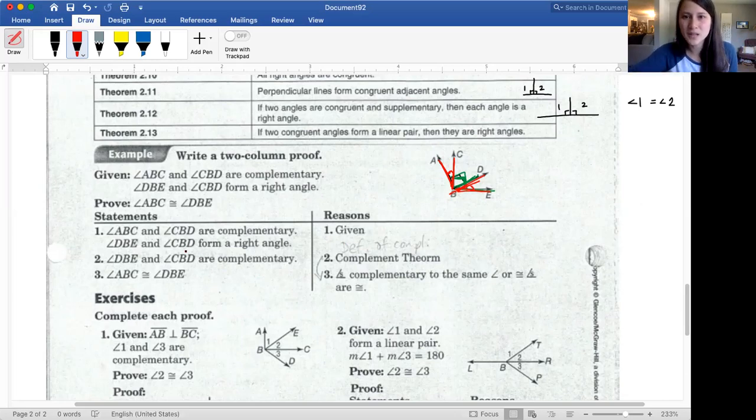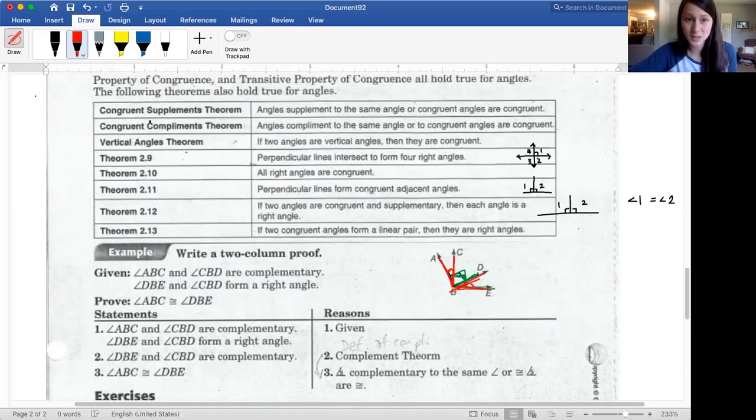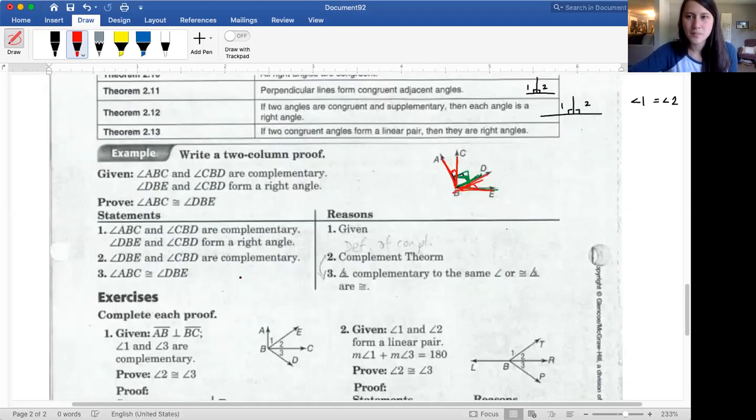When you're proving a theorem that's already been stated, like this would be what we call the congruent complements theorem, we can't just say because of the congruent complements theorem. We've got to use reasoning and definitions. So when we read this, we're writing out the given, and it would make more sense if we switch these two steps. We can conclude because they are complementary to the same angle, then they should be congruent.